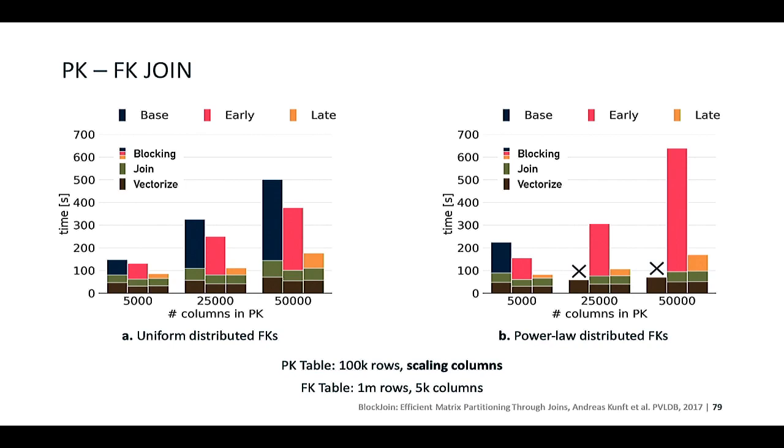And you can see this very clearly here when we split up the different parts of the join separately. You see in the green here is the time spent for the join, and it is basically not affected by the skewed data at all. On the other hand, for the baseline, we can apply the vectorization of our data, but the join already fails because too many keys end up on the same node.